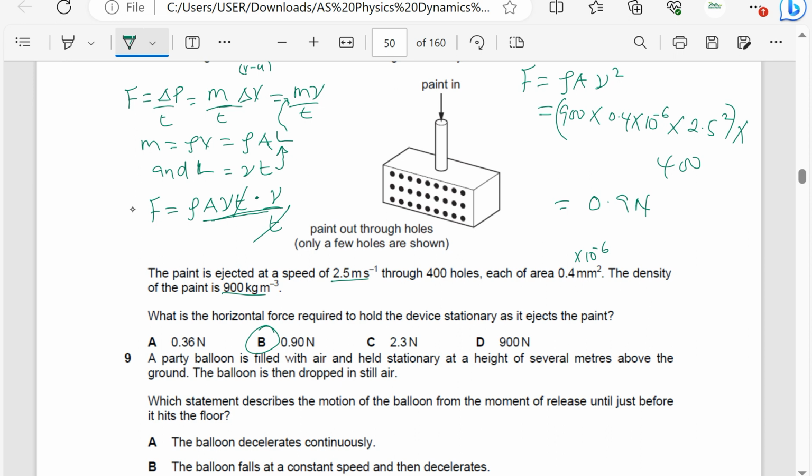I multiplied by 400 because there are 400 holes. For just one hole, that is the force. But for 400 holes, I multiply this by 400. So it becomes times 400. And that means... I want to remove this line. Okay.